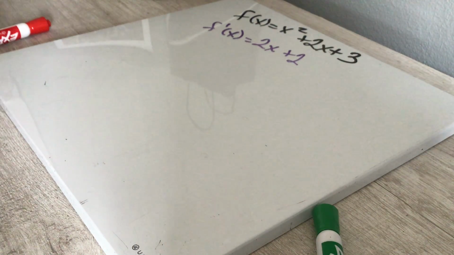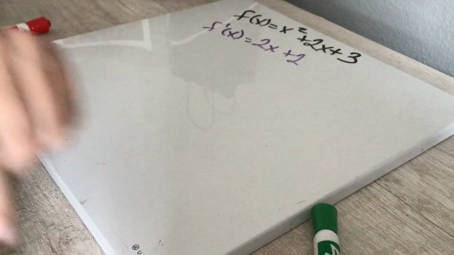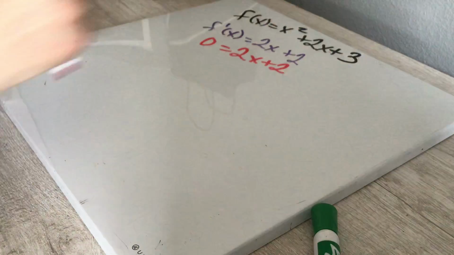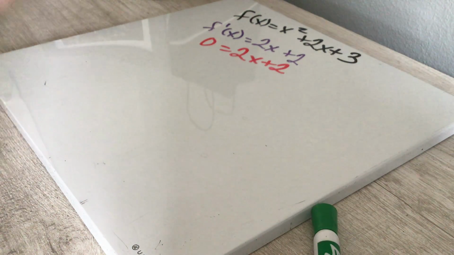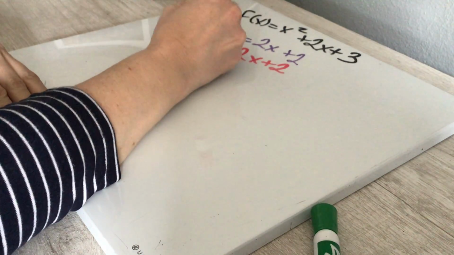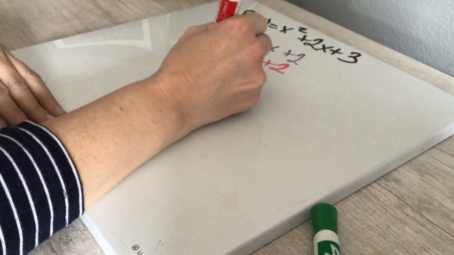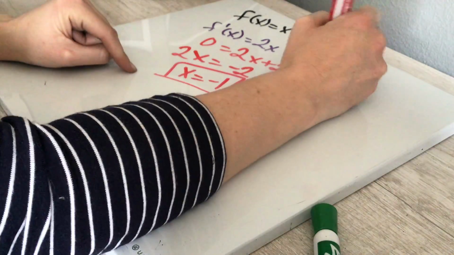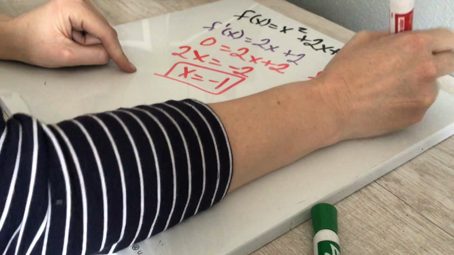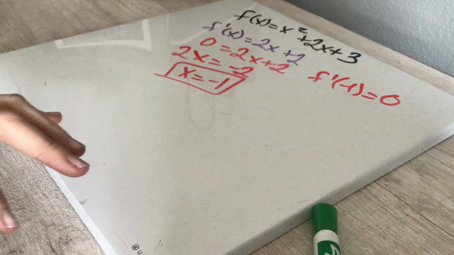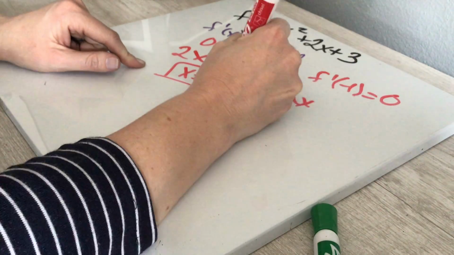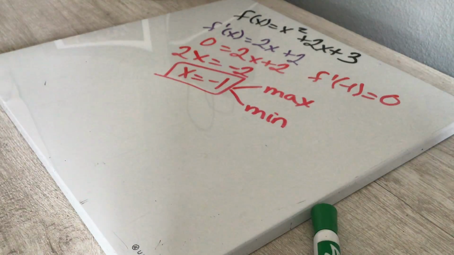Then to decide if you have a local maximum or minimum, we're going to let the derivative equal 0. So 0 equals 2x plus 2. Solving for x, we get 2x equals negative 2, x equals negative 1. That's a good sign, because that tells us that f prime of negative 1 is 0. So because it equals 0, that means that negative 1 is either a maximum or a minimum. Now we just need to look at what's happening to the left and to the right of that.